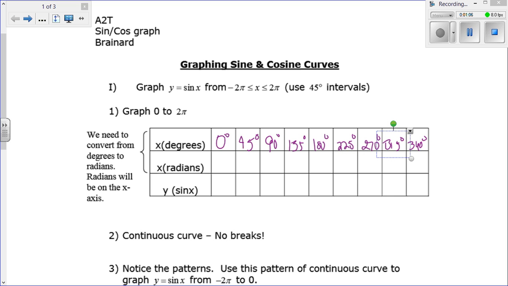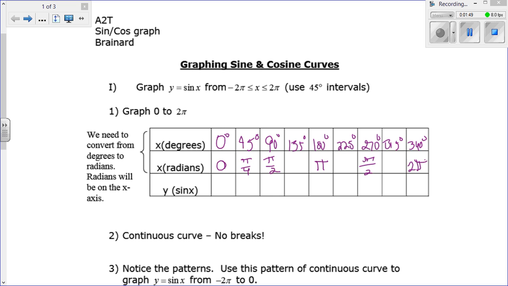In radians, 0 degrees is 0 radians. We know that 180 is pi. We know that 360 is 2 pi. And let's see here, 45 would be pi over 4. 90 is pi over 2. 270 was 3 pi over 2.